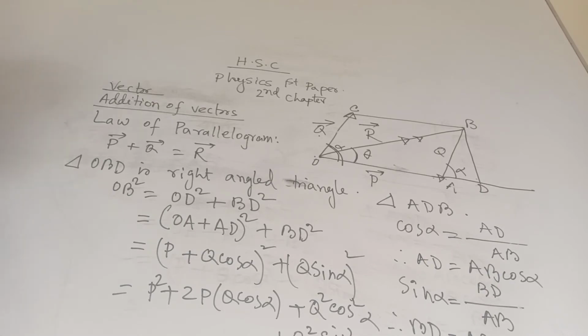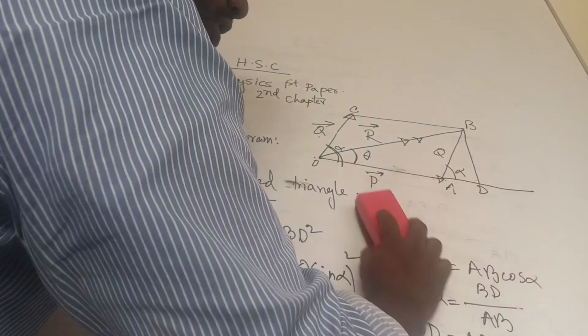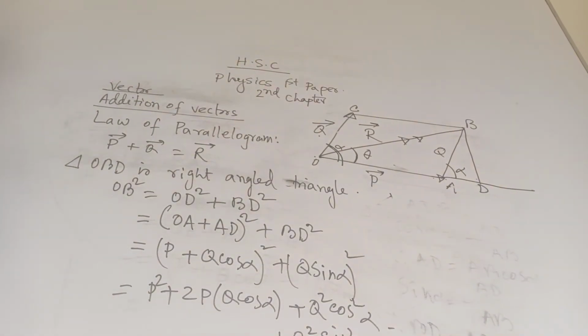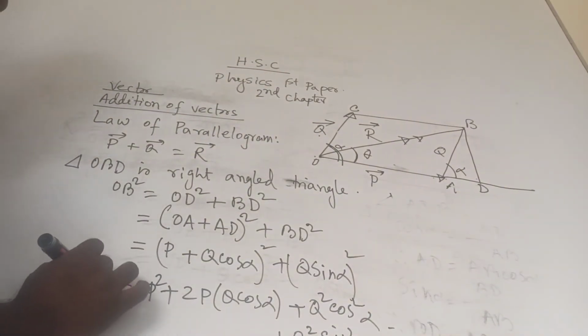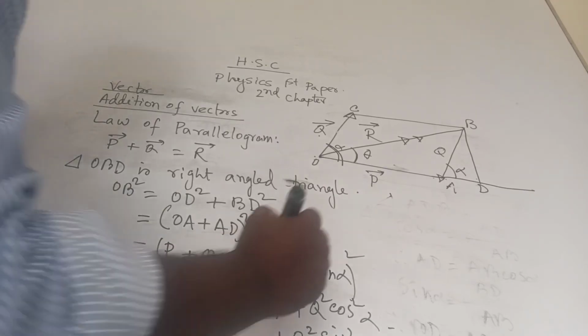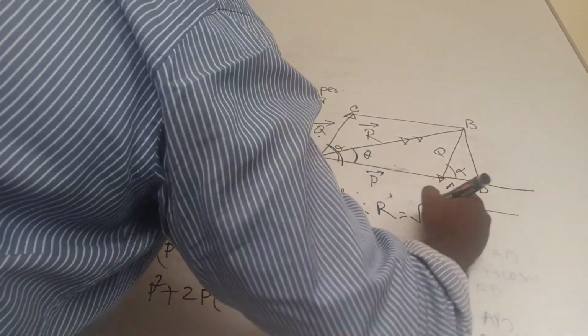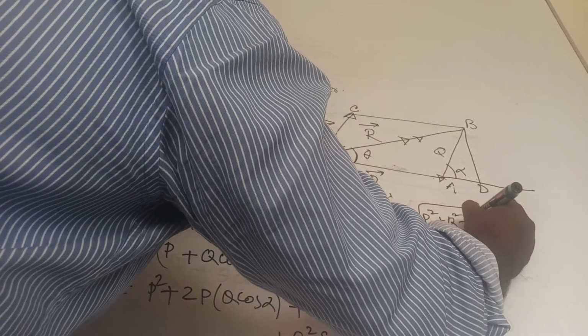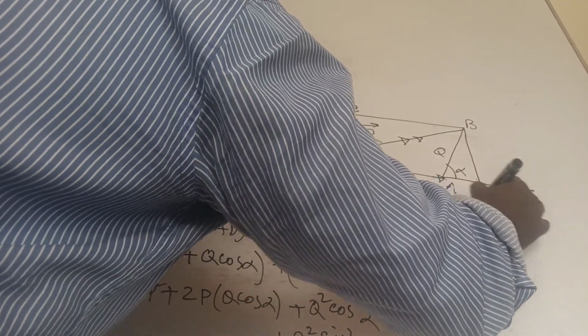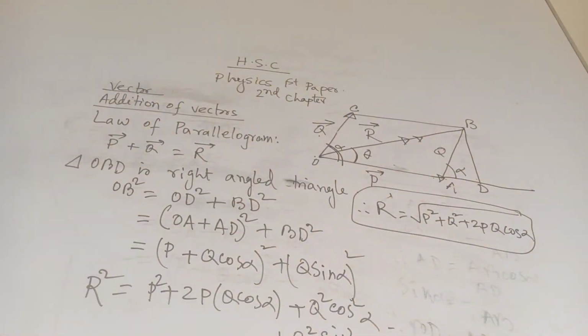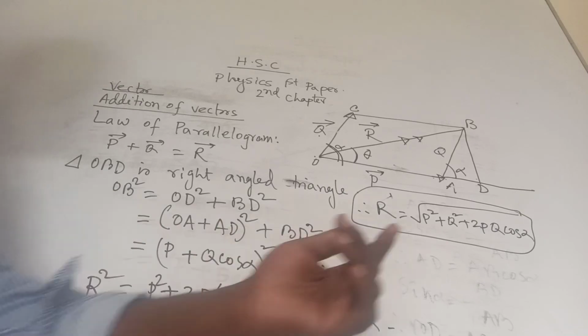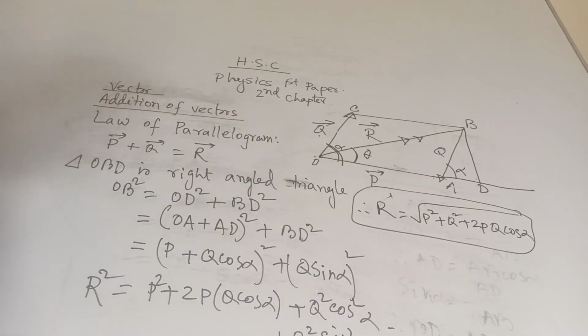So if we simplify this part, I am getting the formula. OB is equal to R, so R square. Now I can write R is equal to the square root of P square plus Q square plus 2PQ cos alpha. This equation will indicate the length of the resultant of the vector. R is the resultant, and the magnitude of the resultant is the square root of P square plus Q square plus 2PQ cos alpha. If you know the formula, now you can calculate very easily the magnitude of the vector.